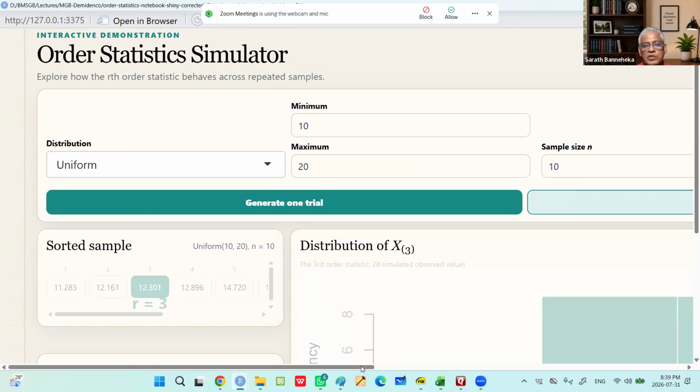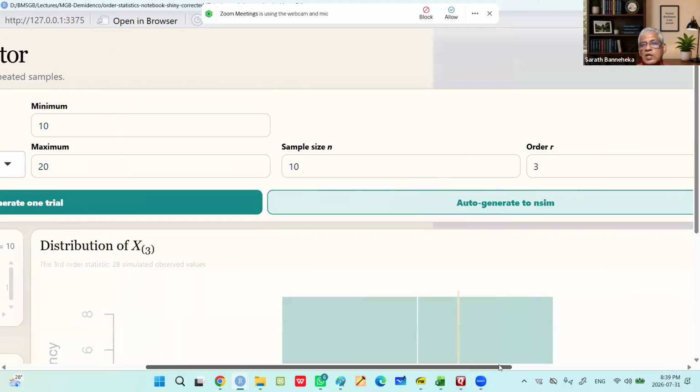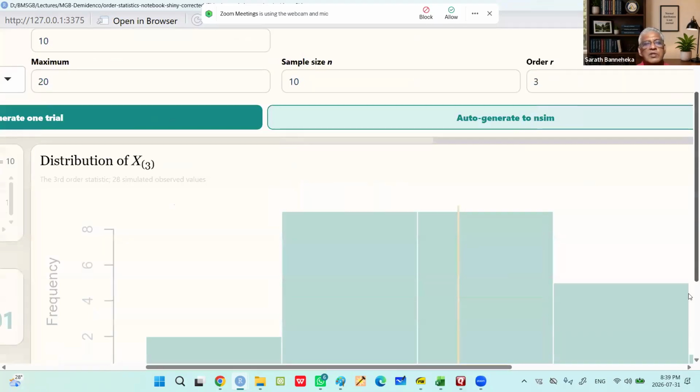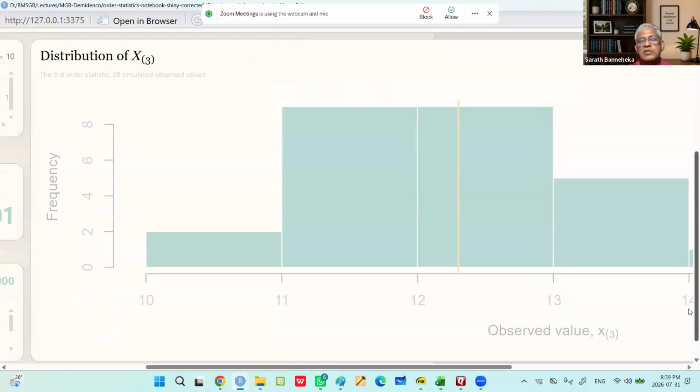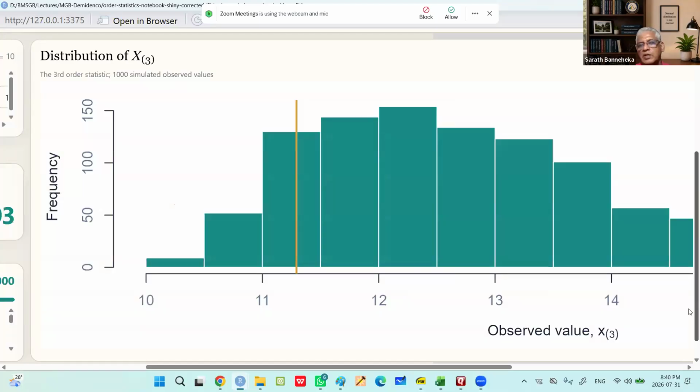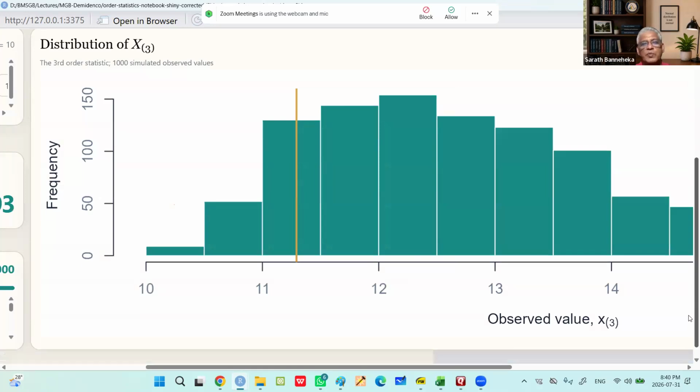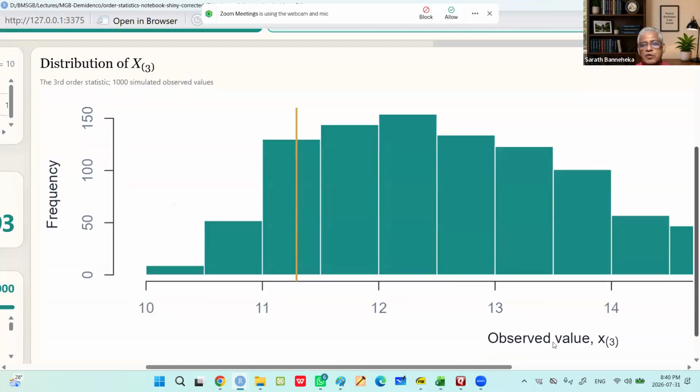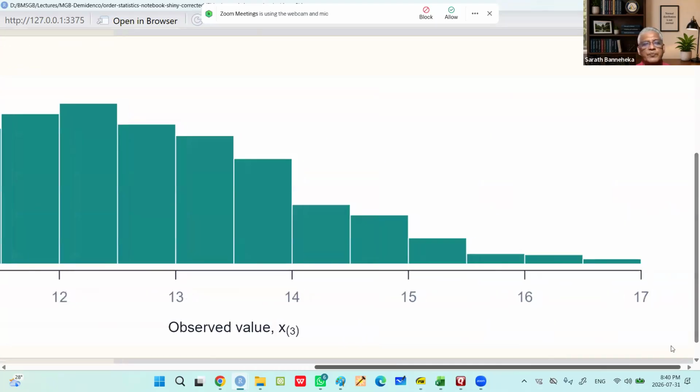And then we can draw the histogram and see the shape of the sampling distribution of the third order statistic. It's taking a few seconds because it has generated 1000. Yeah. Now you can see the shape of this distribution is different from the shape of the distribution of x1.